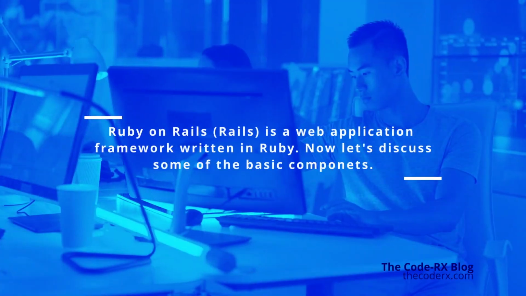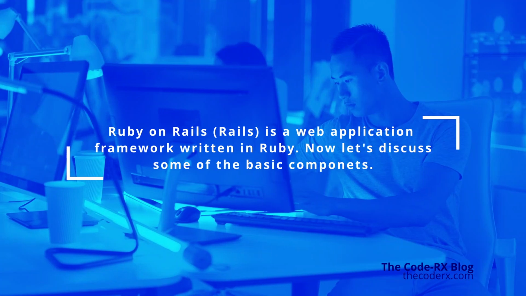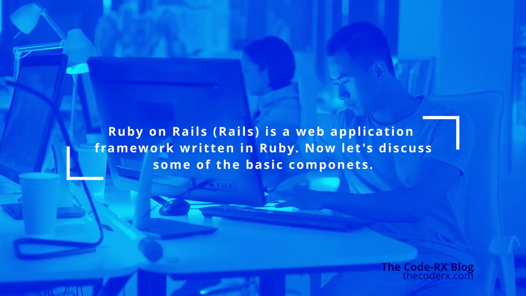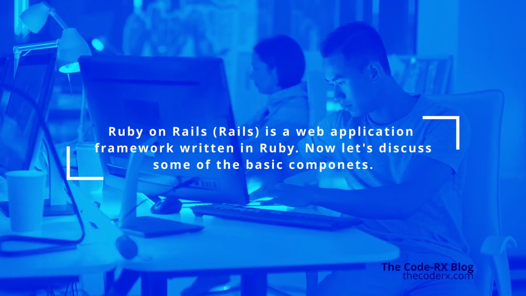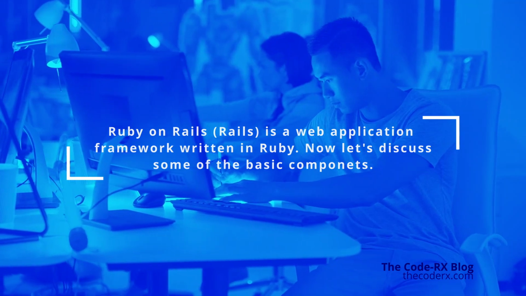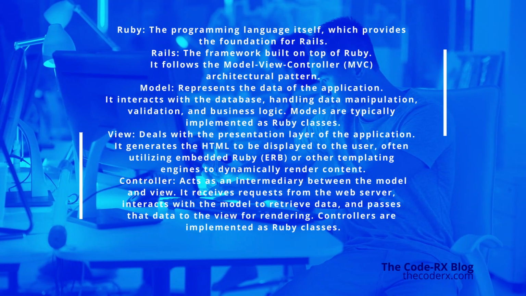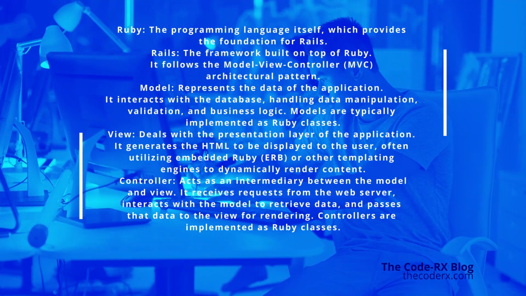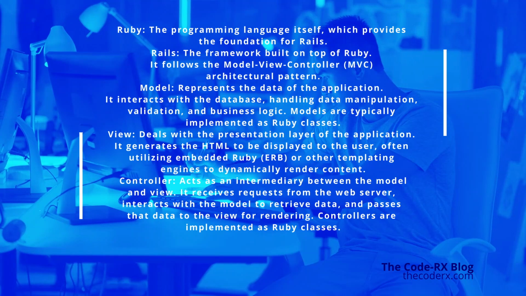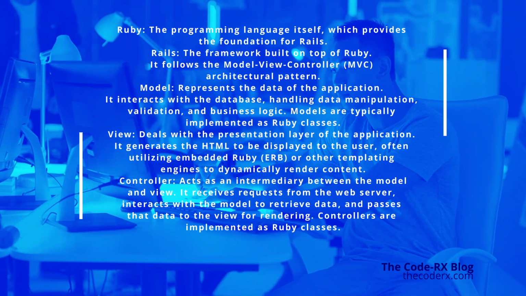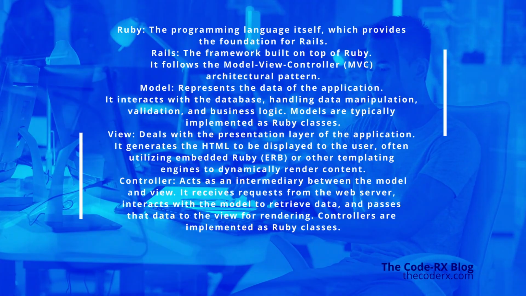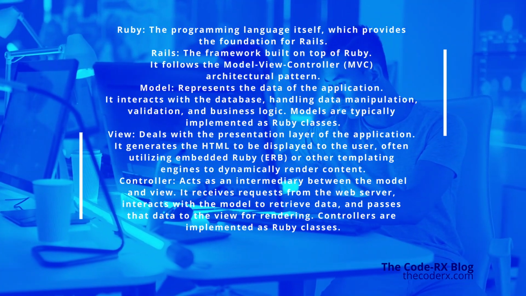Okay, so next we're going to talk about the basic components of Ruby on Rails, or Rails. Now again, we already said that this is a web application framework and it's written in Ruby. So here are some of the basic components. Ruby, as we discussed, is the programming language itself, which provides the foundation for Rails. Rails refers to the framework built on top of Ruby. Now, it follows, again, the Model View Controller, MVC, architectural pattern.